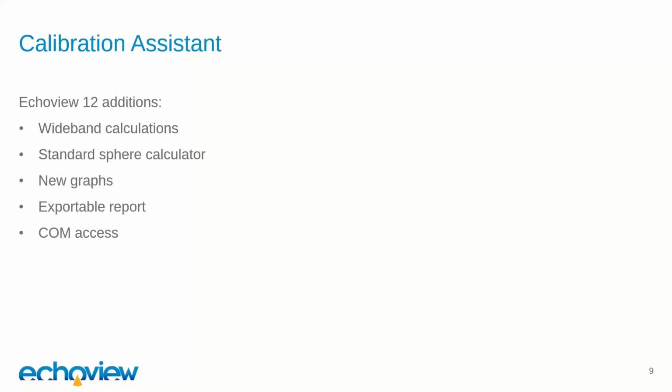So in EchoView 12 specifically, we've added support for wideband data. We've also built in a standard sphere calculator. We have some new graphs. We have an exportable report, and the Calibration Assistant is now fully accessible using COM for automation. So let's take a look at these in EchoView itself.